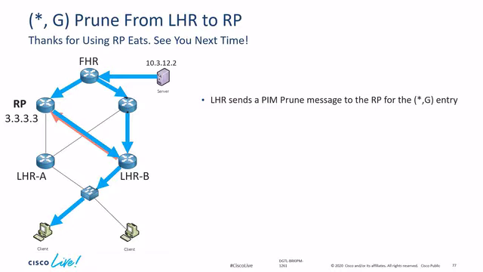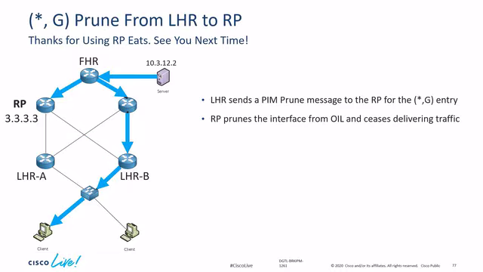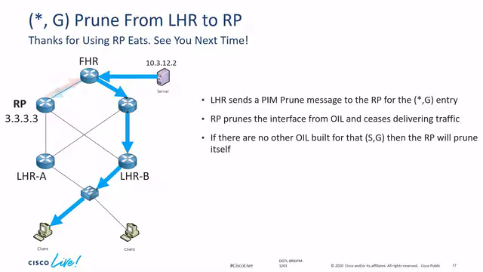And it says, I've already got a better path for this multicast traffic. I don't need to be added to your outgoing interface list anymore. Please remove me from the outgoing interface list. And so the RP removes that interface from its oil, the outgoing interface list. And if it has no other interfaces to deliver traffic, the RP prunes itself. It sends its own PIM prune.